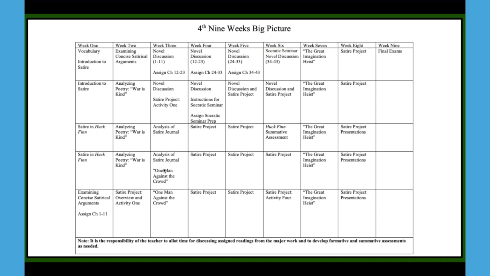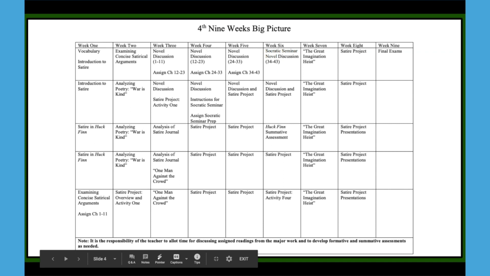And then finally, there's this one man against the crowd activity. And this examines several passages from the novel to analyze Twain's depiction of mob mentality. So this is a good exercise to work through together as a class.